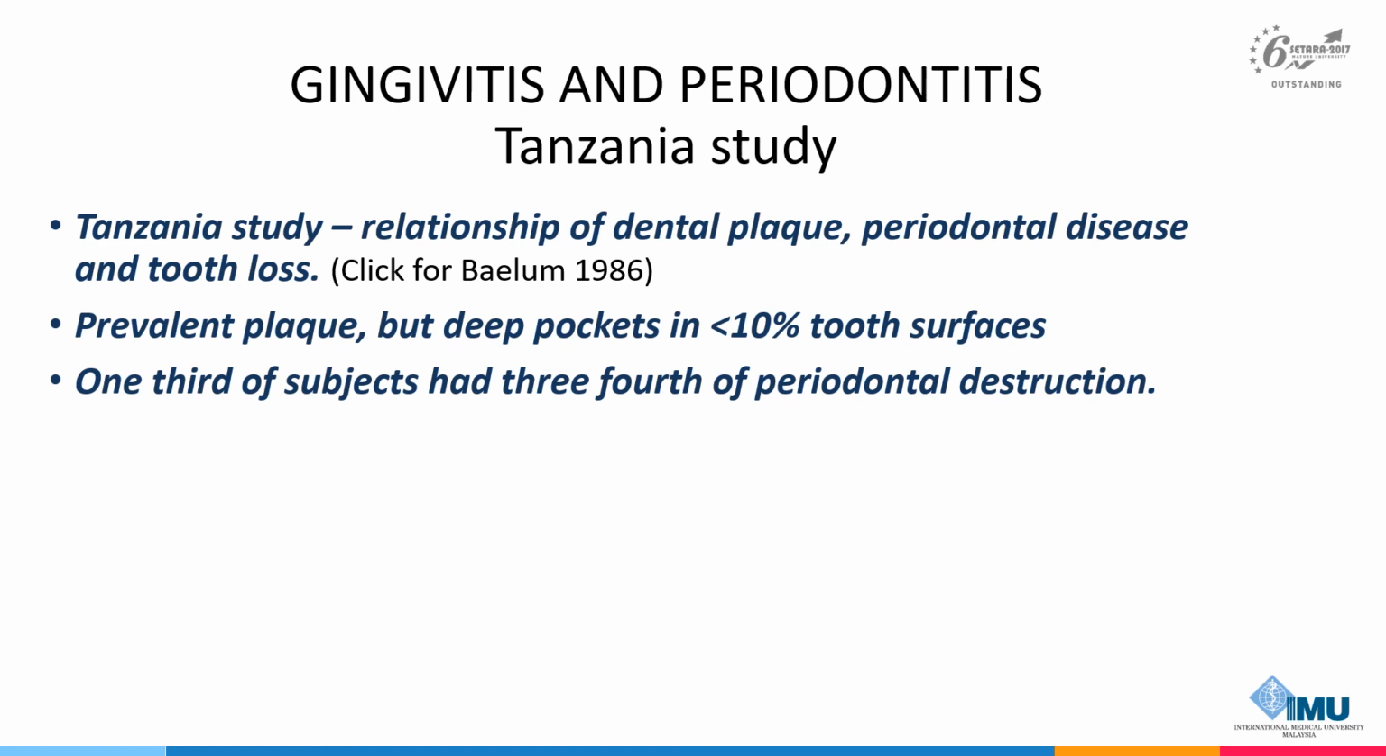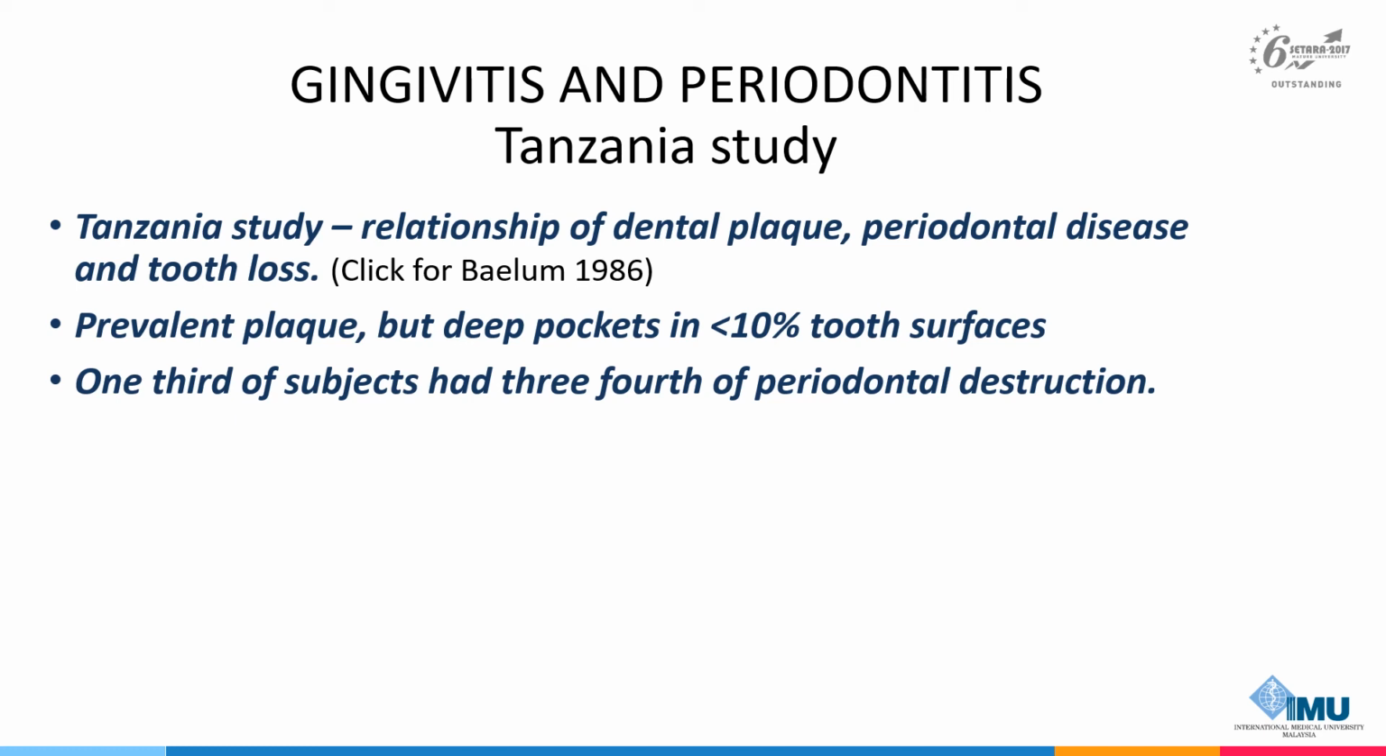Gingivitis and periodontitis according to the Tanzania study. In a study carried out in Africa, Baelum and co-workers described cross-sectional findings on dental plaque, calculus, gingivitis, loss of attachment, periodontal pockets, and tooth loss in a sample of 30 to 69-year-old people. Despite highly prevalent plaque and calculus, pockets deeper than 3 millimeters, and attachment loss exceeding 6 millimeters occurred at less than 10% of the tooth surfaces.